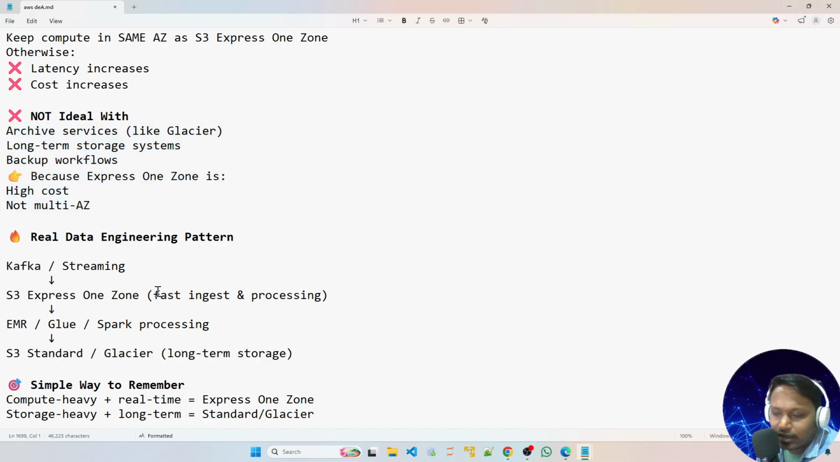Then we have a real data engineering pattern where we can use Kafka streaming, then S3 Express One Zone for fast ingestion, EMR, Glue and Spark for processing, then S3 Standard and Glacier for long term storage. Such a pattern can be used in data engineering along with S3 Express One Zone. Simple way to remember: when the compute is heavy plus real time, Express One Zone can be used. When the storage is heavy plus long term storage is required, we can use Standard plus Glacier.